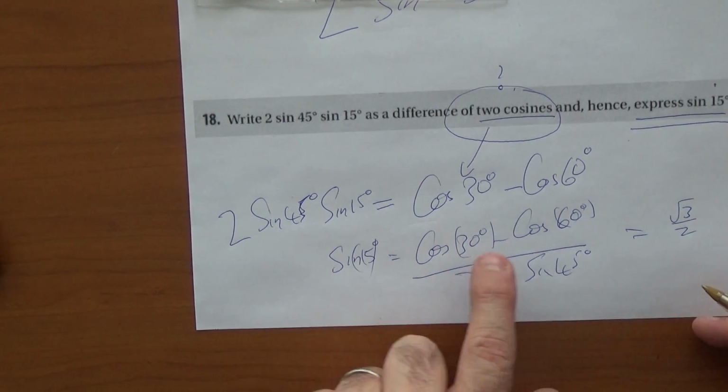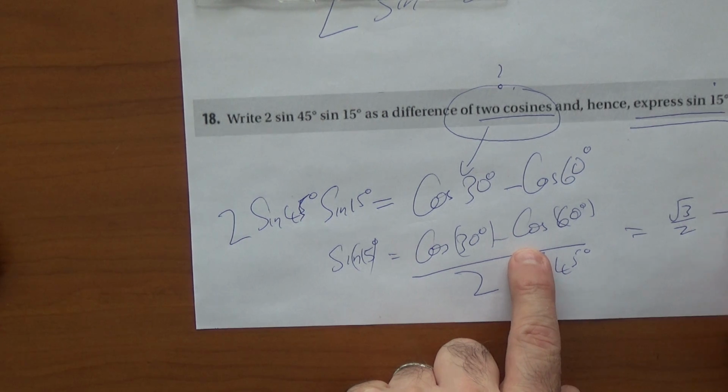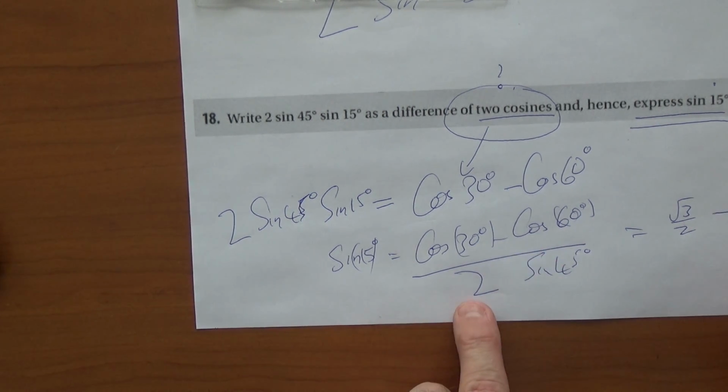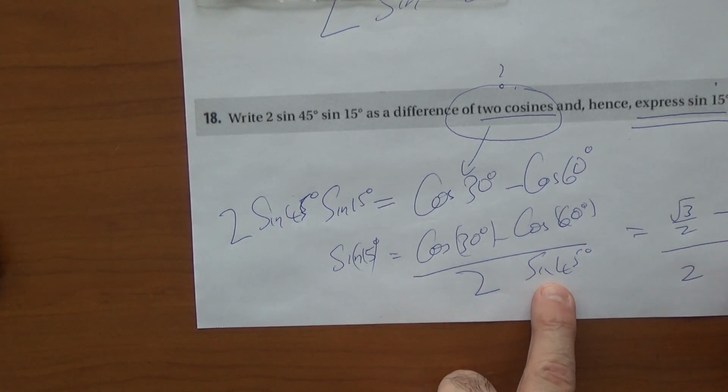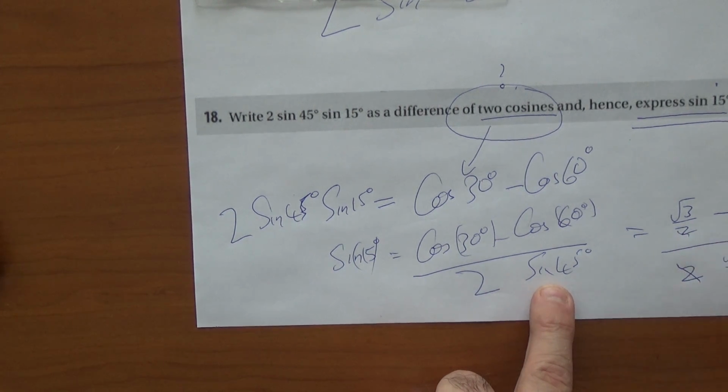You'll get that back a page. Minus the cos of 60 is minus a half. Double down here is a 2, and this is sine 45, which is root 2 over 2. Now if you look here, there's 2 common everywhere, so that 2 goes with that 2. And you get root 3 minus 1 over root 2.